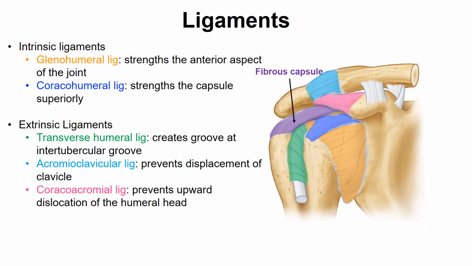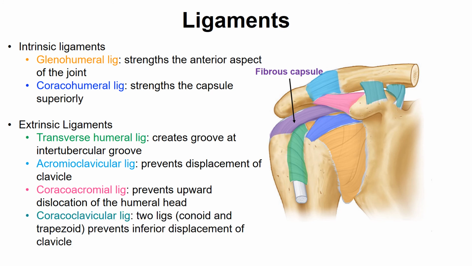Then we have the coracoacromial ligament. So this is going to kind of create a roof over the glenohumeral ligament, going from the acromion to the coracoid process. And so because it creates this type of roof, it's going to prevent upward dislocation of the humerus.